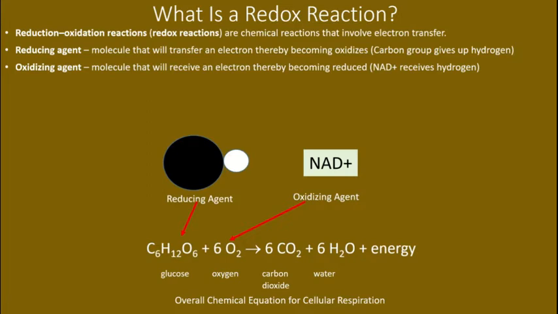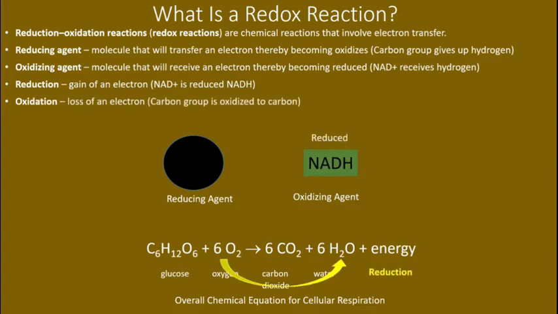Oxygen is the oxidation agent as it combined with the electrons provided by glucose in the cell respiration equation. So, reduction and oxidation. Reduction is the gain of an electron. Notice how NAD plus is reduced to NADH. Since oxygen, the oxidation agent, receives electrons from glucose, it becomes reduced to water.